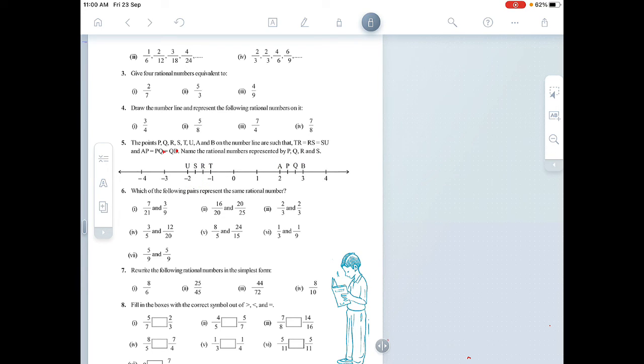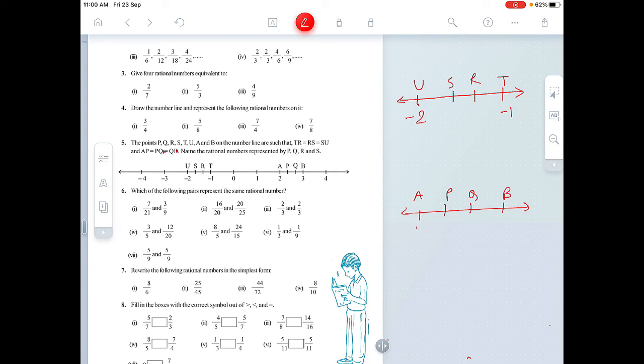Okay, so how to do this? See, we are drawing just these two parts. P, R, S, U. T is represented by minus 1, U is represented by minus 2. And for this part, A, P, Q, B. B is represented by 3, A is represented by 2. Okay. Now your work is, you have to find this P, this Q and this R and this S. The information given is US is equal to SR is equal to RP. Similarly, AP is equal to PQ is equal to QB.